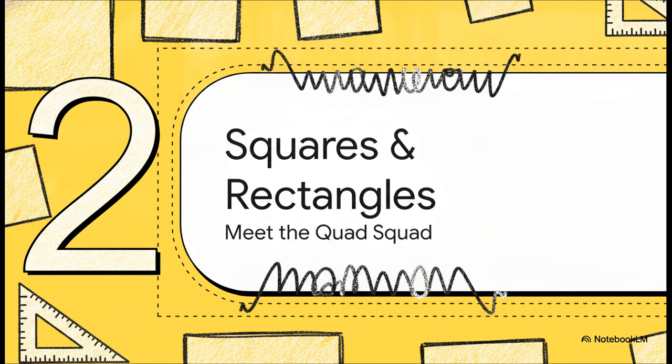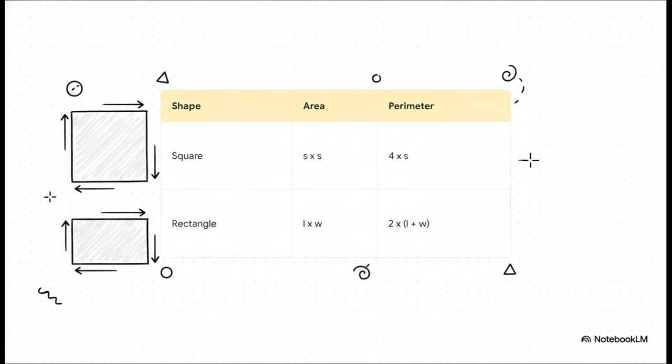Let's go meet the quad squad. Notice how beautifully simple these foundational formulas are? Take a square. Because all its sides, which we call S, are perfectly equal, the area is just side times side. And the perimeter? Just multiply that side by 4. Simple. For a rectangle, it's slightly different. The area is length times width, and the perimeter is 2 times the length plus 2 times the width. Clean, categorized, and super easy to memorize.